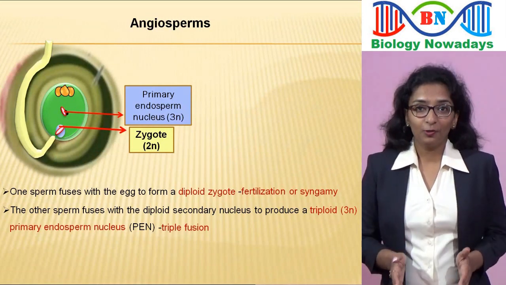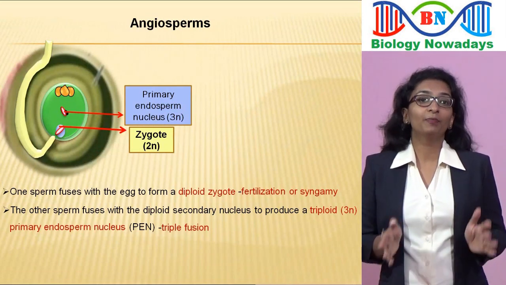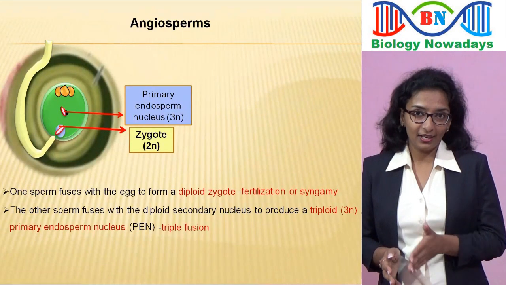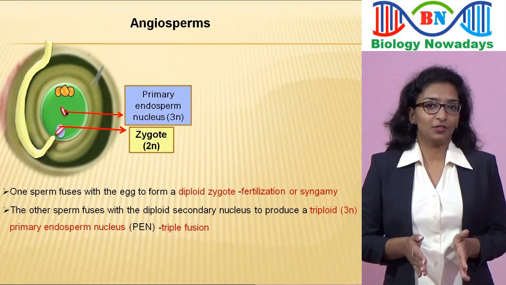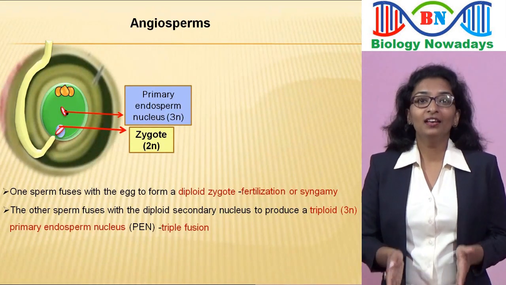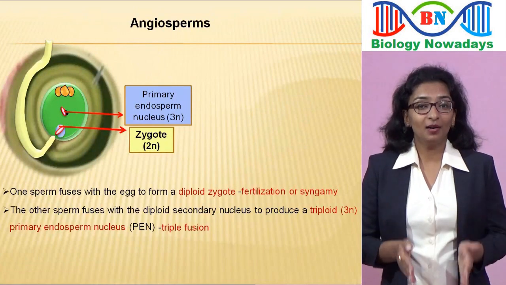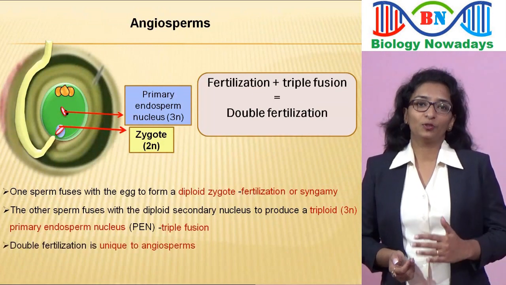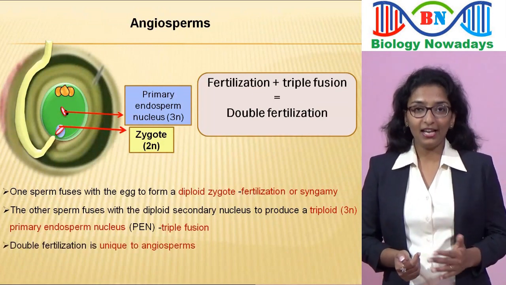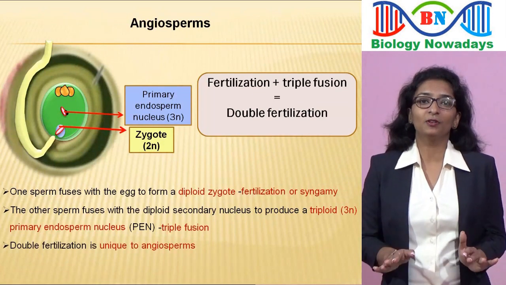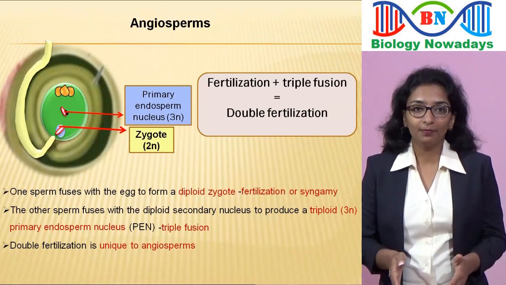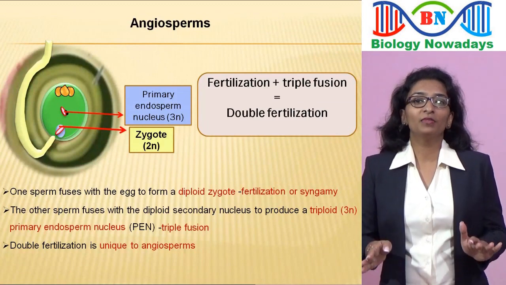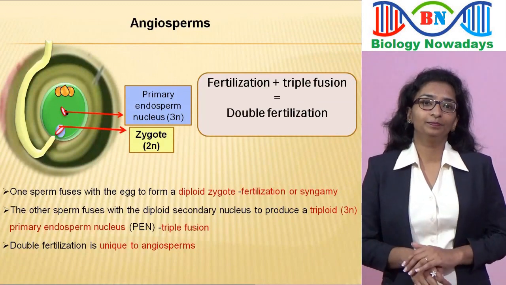Thus, in an embryo sac, there occur two fusions by the sperms, one in syngamy, that is fusion of sperm with egg, and the other in triple fusion. And therefore, this phenomenon is called double fertilization. This is an event unique to angiosperms. The syngamy and triple fusion are equally responsible for the production of viable seeds, because absence of any of these two may lead to the formation of seeds that are not viable.